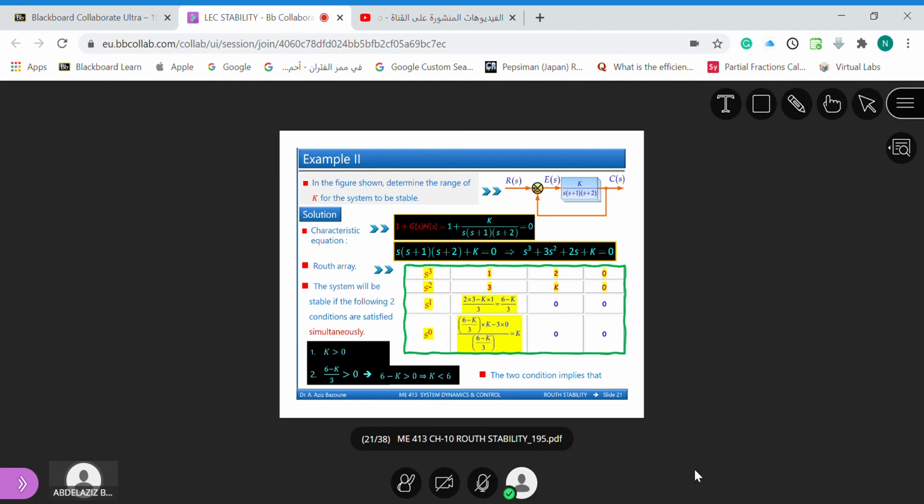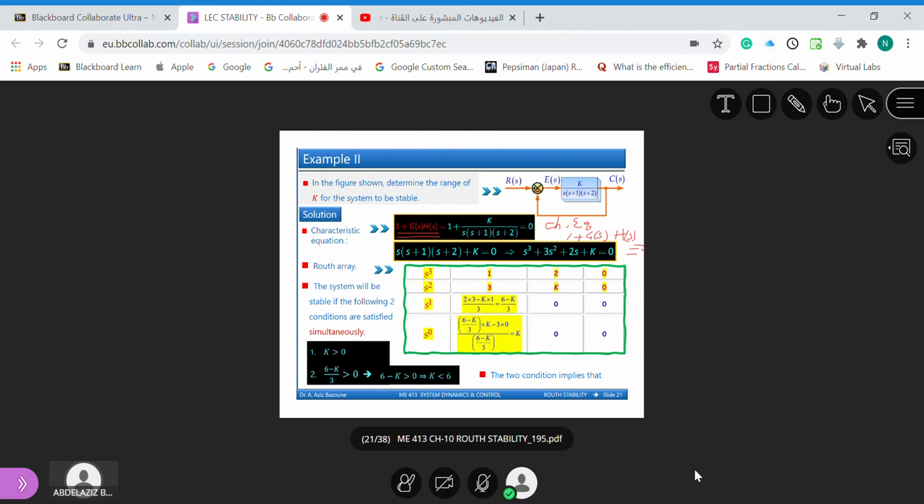Of course, you will go and calculate the transfer function and calculate the characteristic equation. There is no need, Shabab, to calculate the transfer function C of S over R of S, because we already know that the characteristic equation is simply 1 plus G(S)H(S) equal to 0. So you calculate directly the characteristic equation, which is 1 plus K over S times (S plus 1)(S plus 2) is equal to 0. When you calculate this one, you end up with this equation.